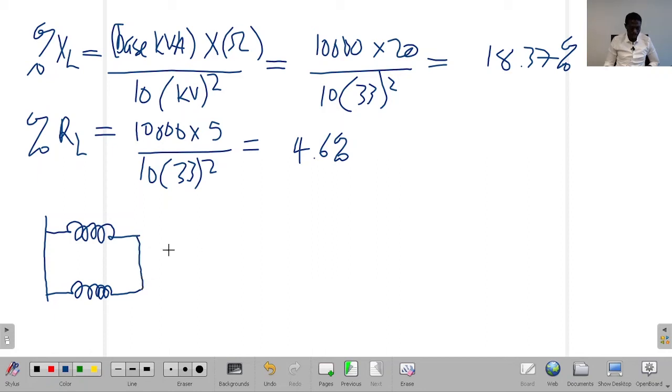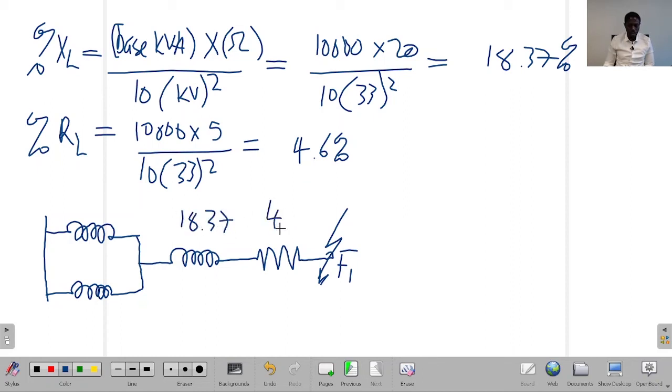So what we have is the line reactance and the resistance before we reach Fault F1. Here you have 18.37%, 4.6%, 10%, and 15%, as we calculated. So this is the neutral line. And up to Fault 1, we now look at what reactances are involved up to the level of Fault 1.